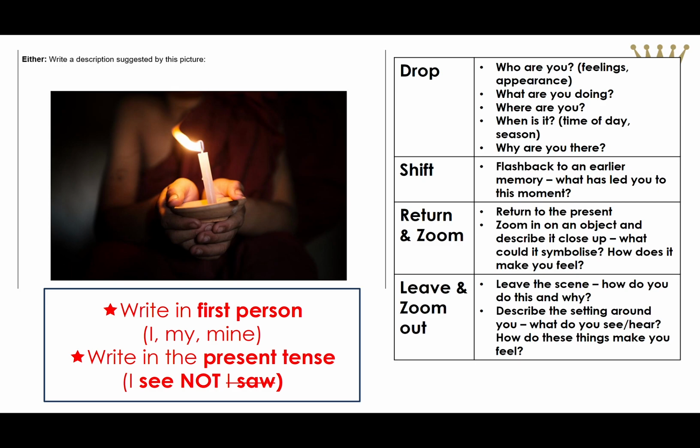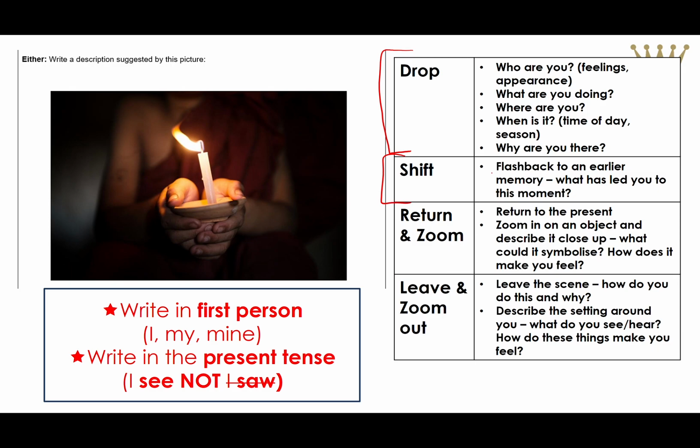The first section, let's take a look, is the drop section. Now I've called it drop because we drop our reader, that is the person reading your writing, right in the middle of the action. And there we need to be really clear about who we are, what we're doing, where we are, when it is, the time of day, the season, and why we're there. We need to create a really clear opening so that we can draw our reader in and so that it makes sense.